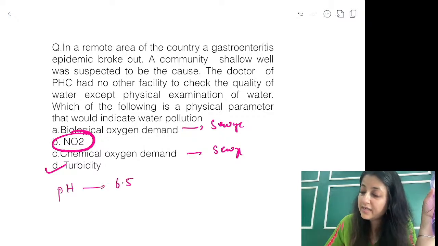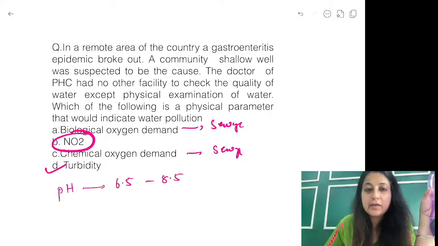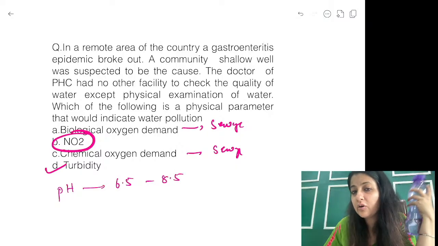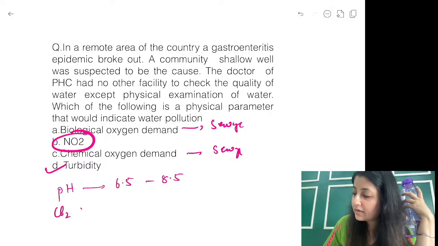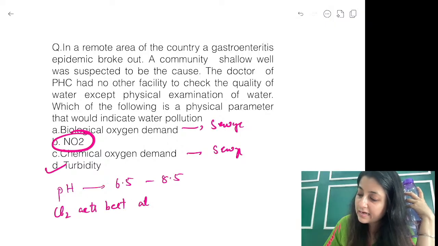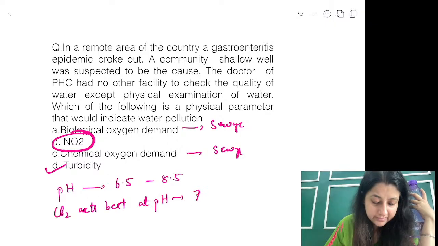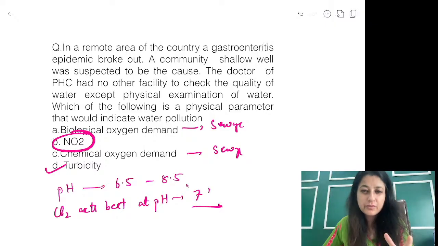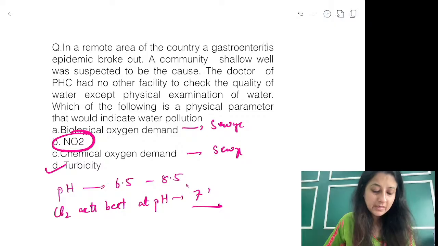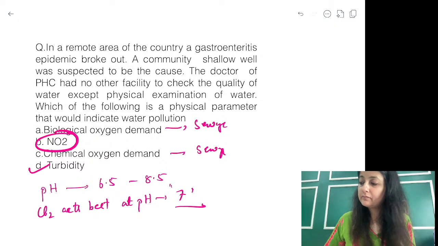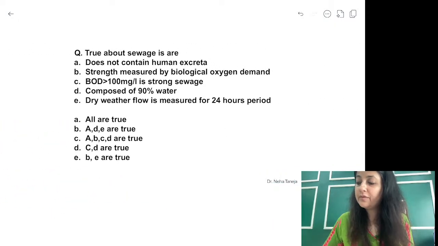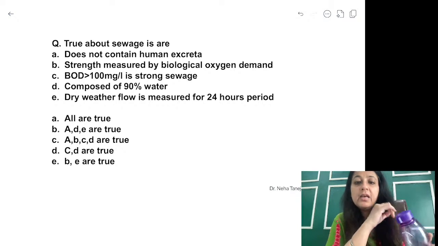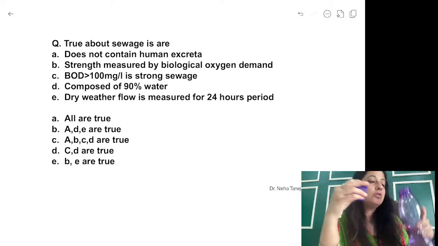The pH range in which chlorine can act is 6.5 to 8.5, the recommended pH according to WHO. But remember again, chlorine acts best at pH 7. Okay? Alright, chlorine, gandagi. You could say turbidity is like gandagi. Okay? pH 7. Sewage composition we will do. So we got a question on sewage regarding BOD and COD.